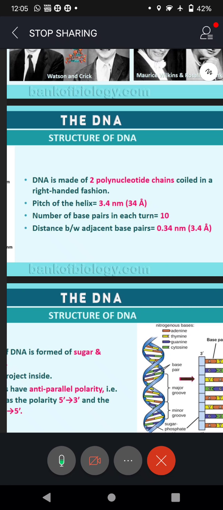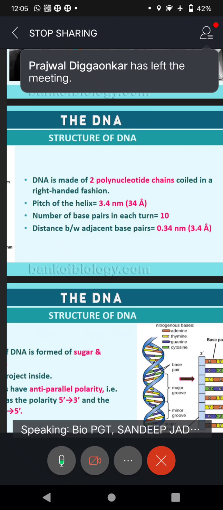Okay. Why two polynucleotide chains? One nucleotide chain is made up of sugar, phosphate, nitrogen base. That is one. Let me show you.